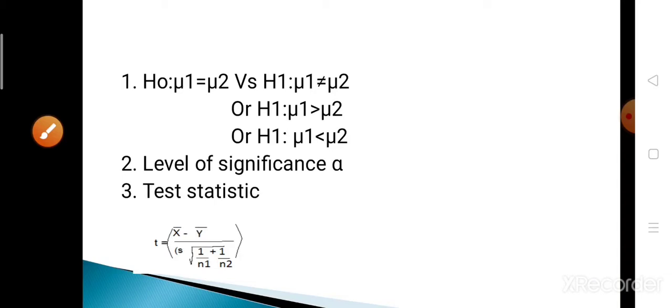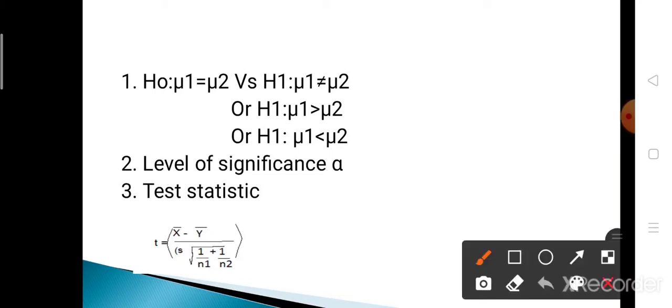The first step involved in the testing of hypothesis is to formulate the null and alternative hypothesis. The unpaired t-test is used for testing the population mean for two samples. That's why here H0 is mu1 is equal to mu2. Here mu1 is the population mean for the x variable and mu2 is the population mean for the y variable. If there is an equality condition in the statement, then that hypothesis is called the null hypothesis. So H0 is mu1 is equal to mu2.